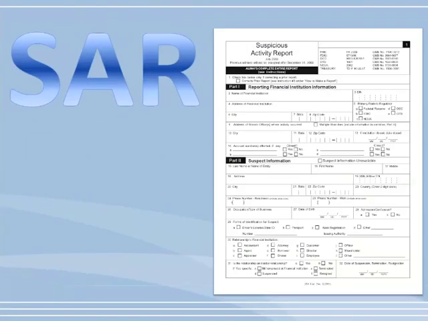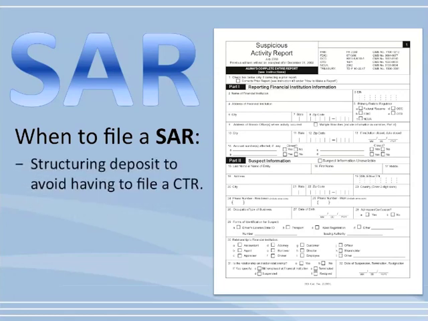The next tool is the SAR. Officially, the SAR stands for Suspicious Activity Report. But in this business, unofficially, it is referred to as "something ain't right." We file the SAR when we feel that there is something not right with the transaction or the account. This includes things such as structuring, which is arranging deposits to avoid filing a CTR, such as making the deposit just under the $10,000 mark.